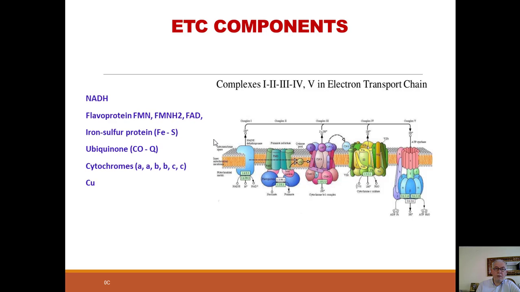molecules, cofactors and coenzymes. For example, NADH, flavoproteins FMN and FMNH2 and FAD, iron sulfur proteins, ubiquinone, cytochromes a, a3, b, c, and c1, and copper are found in electron transport chain components. And we know very well all chemical reactions related to these protein complexes, including these cofactors or coenzymes.